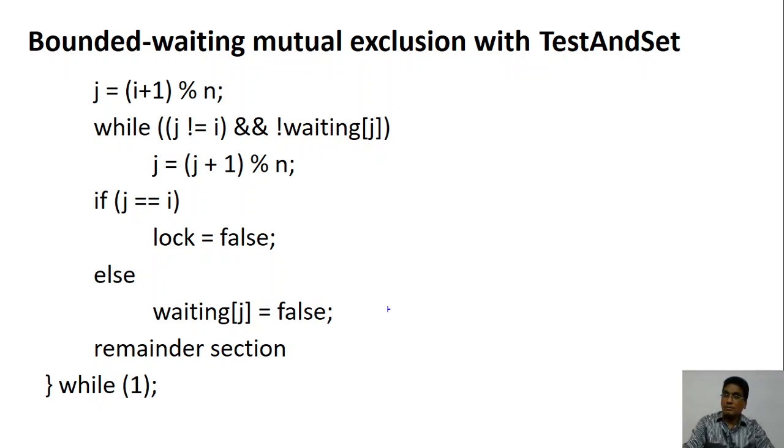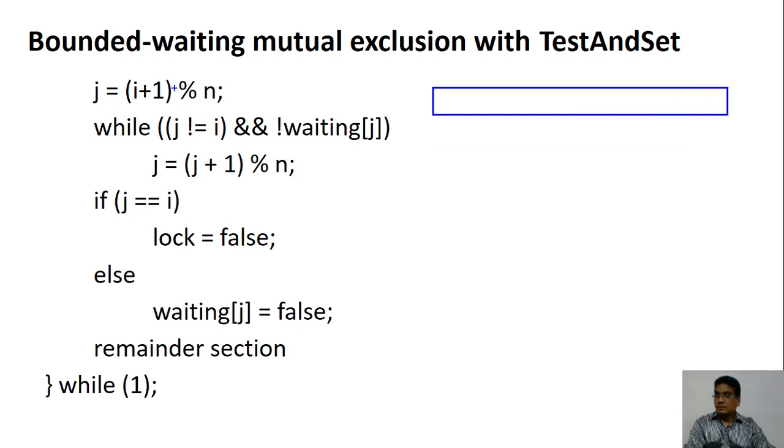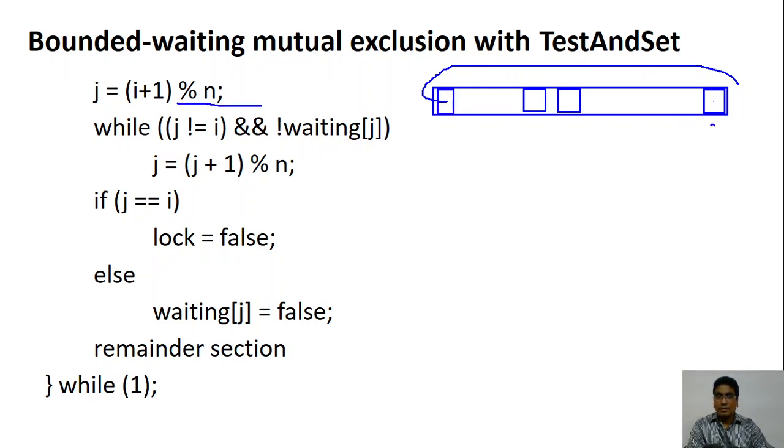So when you come out of the critical section, remember this is the same as a circular queue. If you are here, j plus 1 will be the next one. If you are at the last one, j plus 1 will take you back to the first one. That is why this is divided by n. If there are n elements, you get back to the start. Hope you have studied circular queues, how to get the pointer back to the first row.